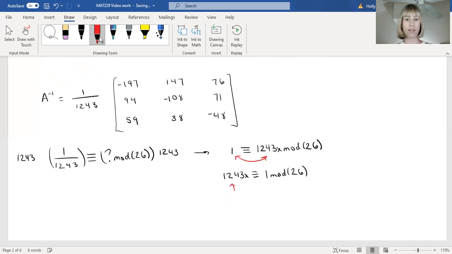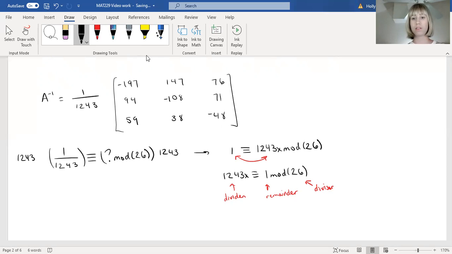And it's important to note that this side is going to be your dividend. And here is going to be our remainder. And the 26 is our divisor. So basically how you manually solve for the mod 26 is through long division, and we want the remainder of 1. So what value times 1243 divided by 26 will get the remainder of 1?